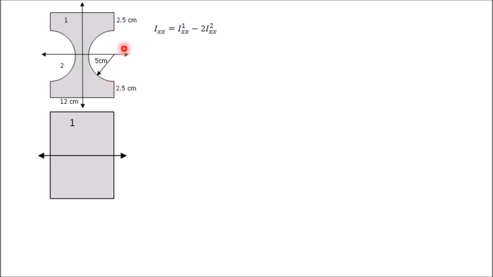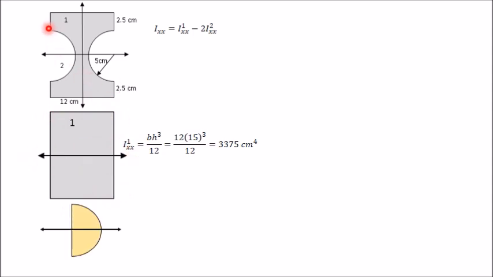So 10 plus 2.5 plus 2.5, so this total distance will be 15. We know that moment of inertia of this rectangle with respect to centroidal x-axis is given by bh cube by 12, where b is the side which is parallel to this axis. So this side is 12, so this side is b, and this height is h, 15. By calculating you will get the moment of inertia of this rectangle with respect to x-axis.